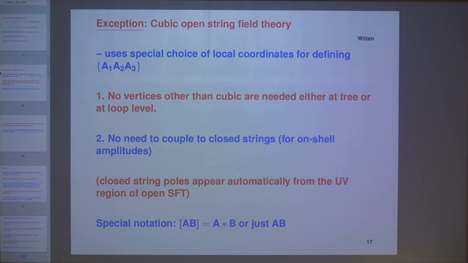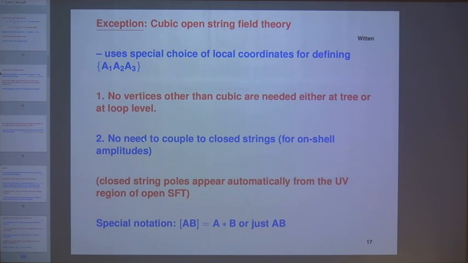So there is, however, one exception to these general rules that I described, and this is the cubic open string field theory of Witten. This uses a special choice of local coordinates for defining this 3-point vertex A1, A2, A3. And it turns out that once you use this particular choice of local coordinates for defining this 3-vertex, then we do not need any other vertex, neither at the tree level nor at the loop level. Okay, just the cubic vertex is good enough.